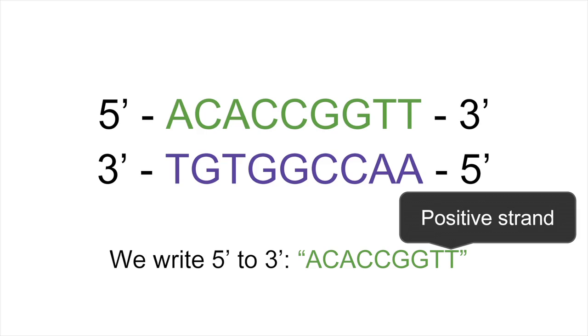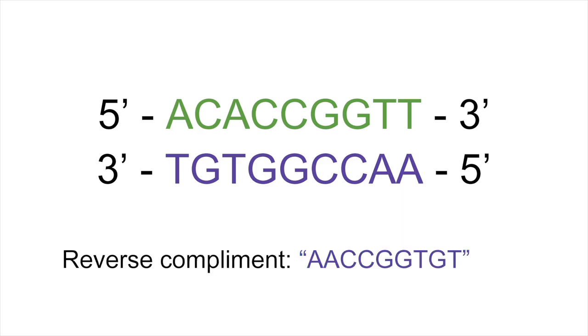So the strand that goes 5' to 3', because we're writing things that way, we call that the positive or the plus strand. And the other strand, the reverse complement, is the negative strand.